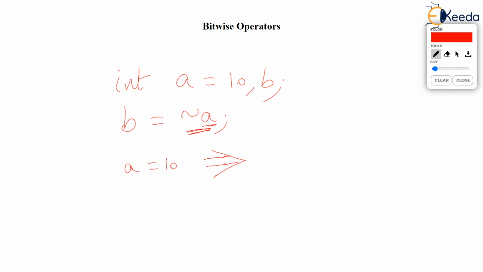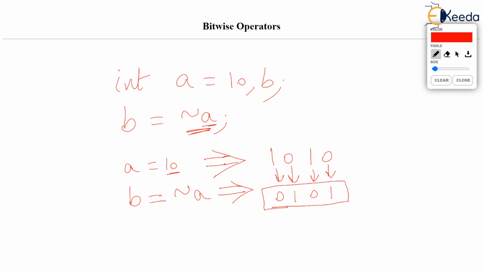But let's imagine that a is represented as the 4-bit number 1010, which is the binary equivalent of 10, and we are saying b should become equal to tilde a, that is the complement of a. Now the complement of a will be: this 0 is complemented as 1, 1 is complemented as 0, 0 as 1, 1 as 0. So this is the value of b, 0, 1, 0, 1. Hence b will be equal to 5.